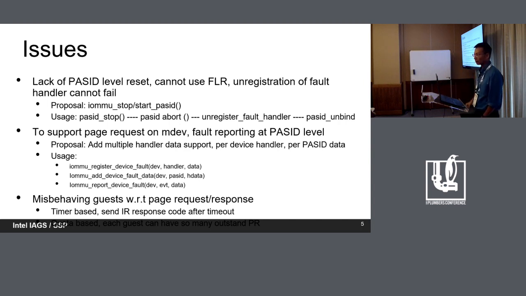You mean the driver API? Yeah, the IOMMU API, sorry. Okay, and you didn't follow so something.